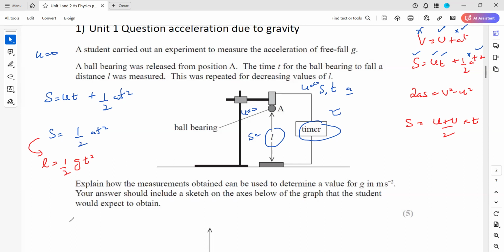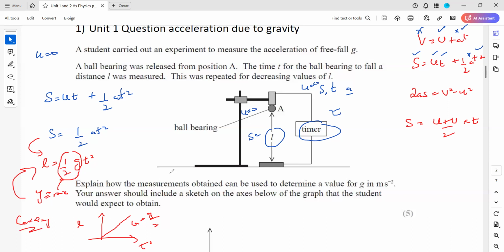We can compare this equation with the equation of a straight line, which is y is equals to mx. So on the y-axis, if we sketch L, and on the x-axis, if we sketch t square, it will start from the origin because there is no y-intercept. So this will be a straight line passing through the origin, and the gradient will be equal to half of the gravitational field strength or free fall acceleration, or the gradient multiplied by 2 will give us the value for gravity.